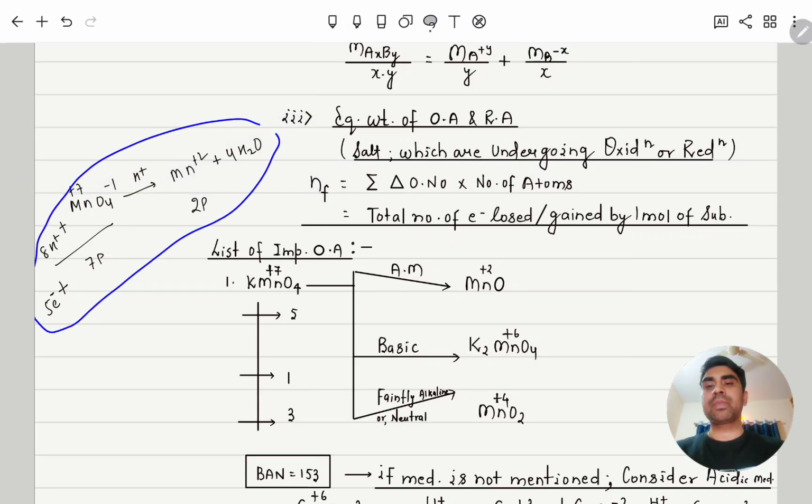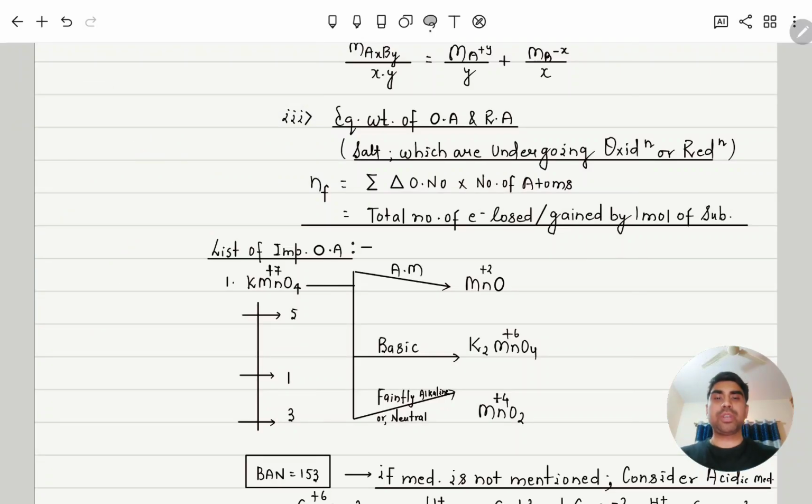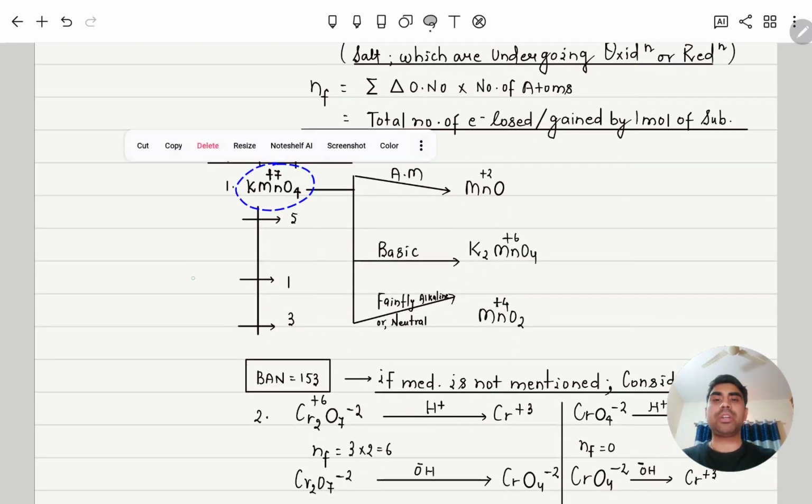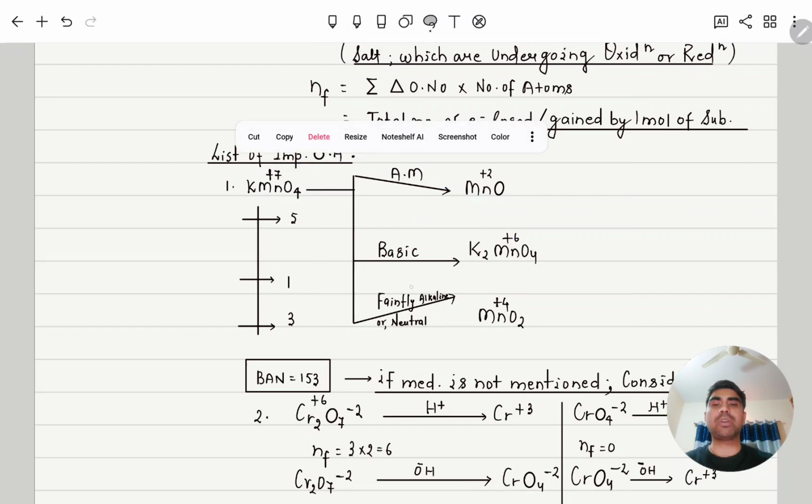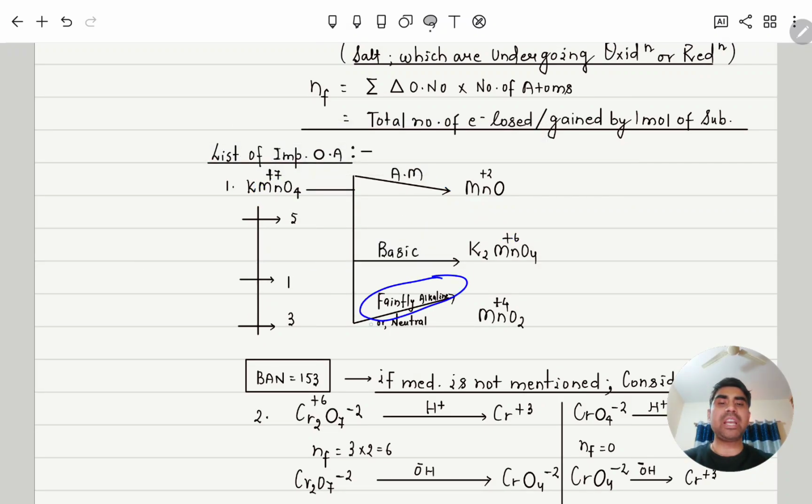Now moving further, here you can see MnO4^-, very important. If in acidic medium, it goes to +2. If it is going in basic or strongly alkaline medium, it goes to +6, so the change in oxidation number is 1, into atomicity 1, so the N factor is 1. In faintly alkaline or neutral medium, it goes to +4, so the change in oxidation number is 3, into atomicity 1, so the N factor is 3. You can remember this trick also.